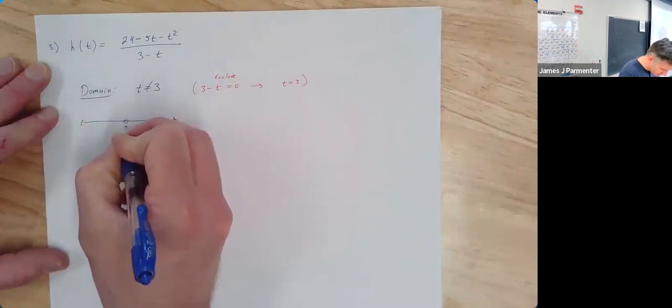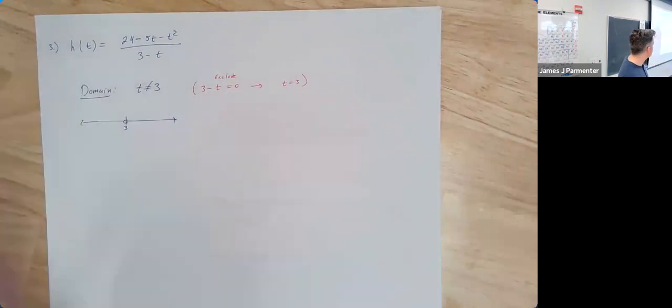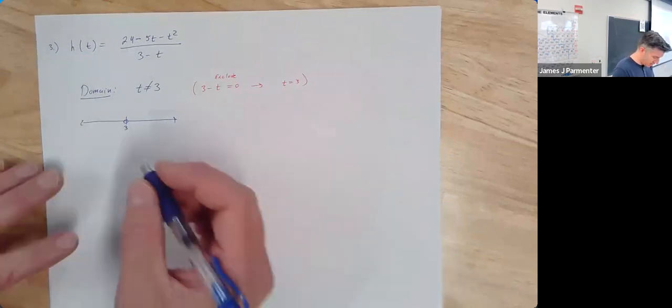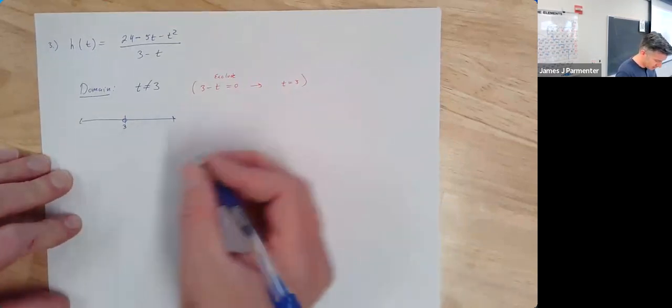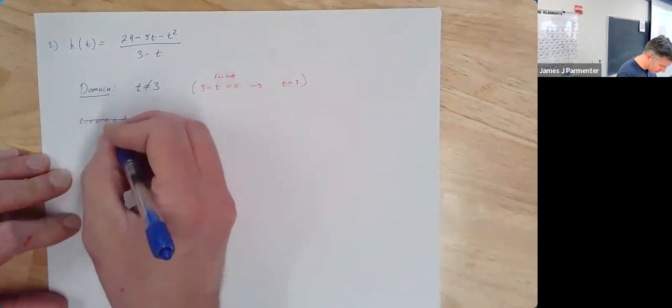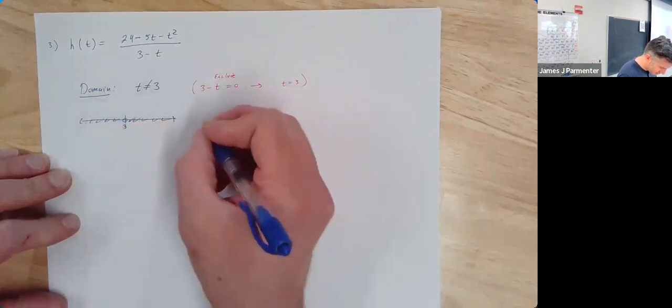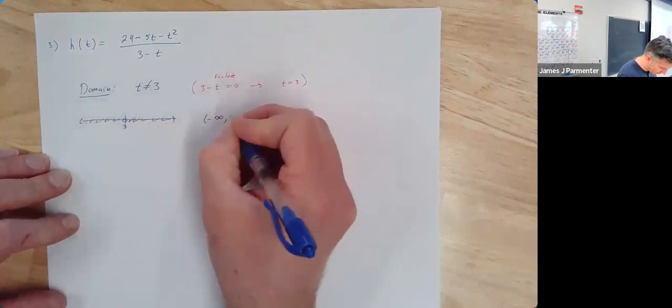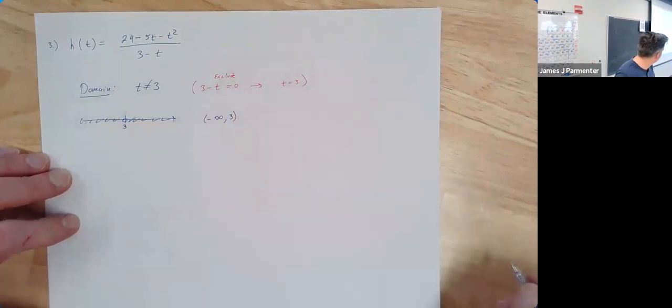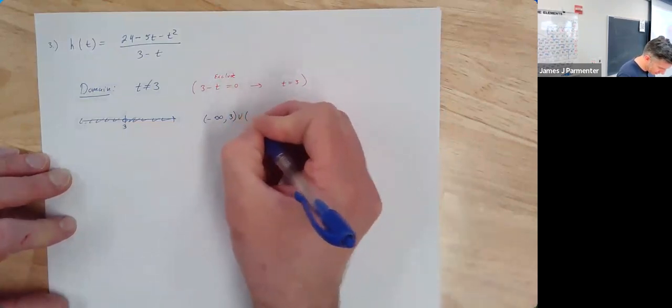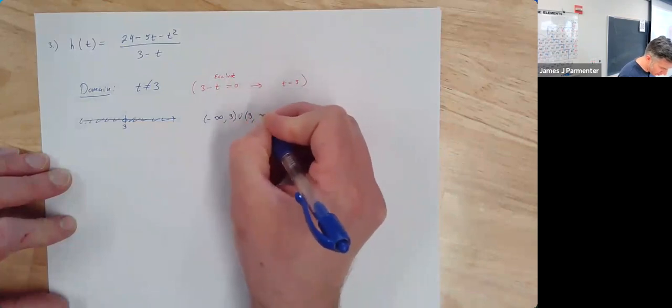I will point out, when you're writing the number line, you don't need to include 0 unless it's actually an important point on your number line. I'm not going to write 0 unless it's something I need to worry about. So here, 3 is the only issue, and then I want everything else. So my domain is all of this and all of that: everything from -infinity right up to 3, except not 3, and then everything starting at 3, except not 3, all the way to infinity.